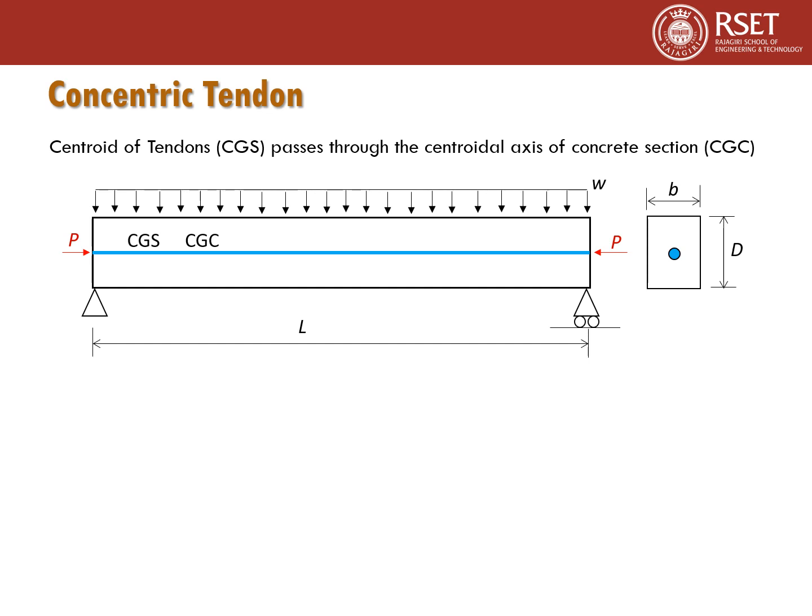So suppose it's a rectangular cross section, the centroid axis will be at the center, B by 2, D by 2, and the pre-stressing cable will also pass through this. That is the meaning of concentric tendon. In this case, let us look at the stresses within the member.